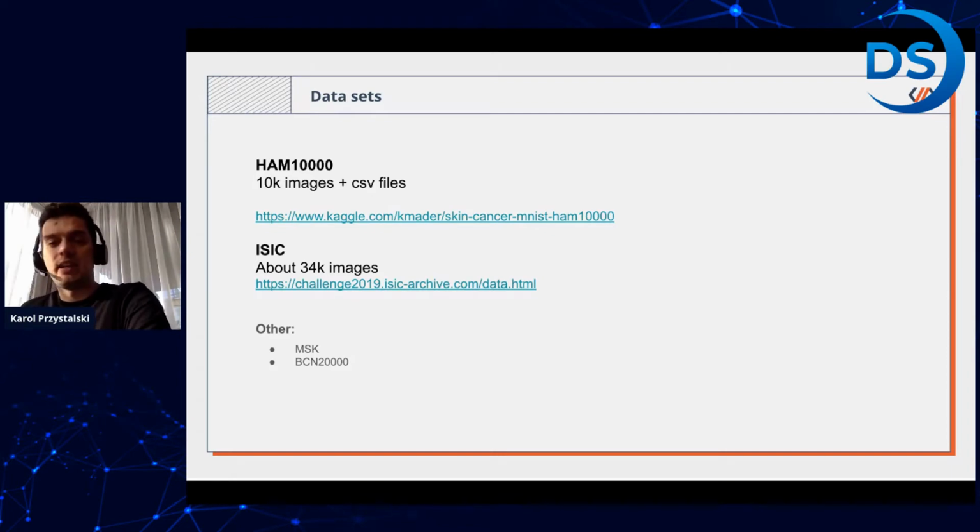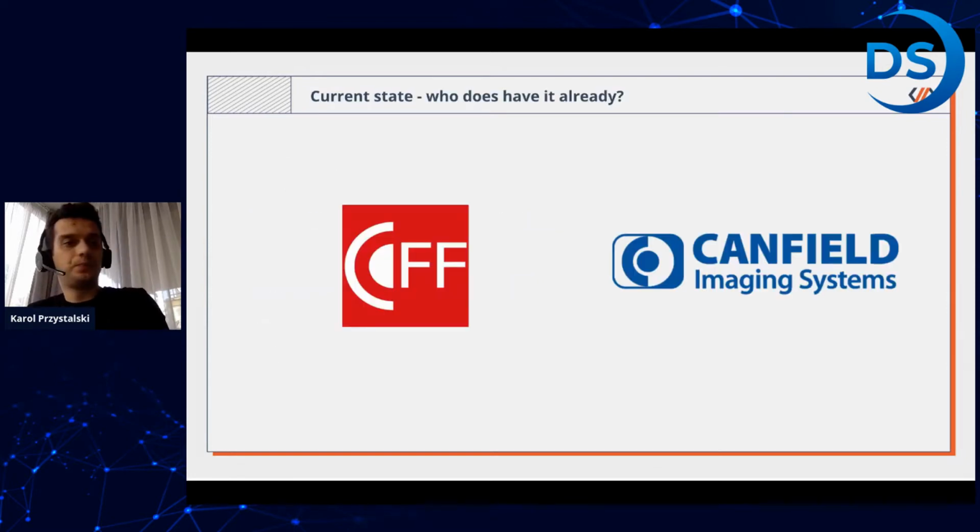The problem is with the data set, and more and more institutions, hospitals are able to share the data sets for the research. So for now, we have a few. The most popular is the ISIC dataset that consists of 34,000 images, but also you have the HAM 10,000, or actually you have 10,000 images of not only cancers, but also images of cases where you don't have a cancer, because you need to build the model obviously on different kinds of cases as well. And two other less popular, MSK and BCN as well.